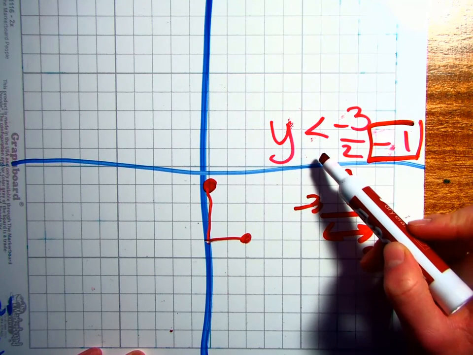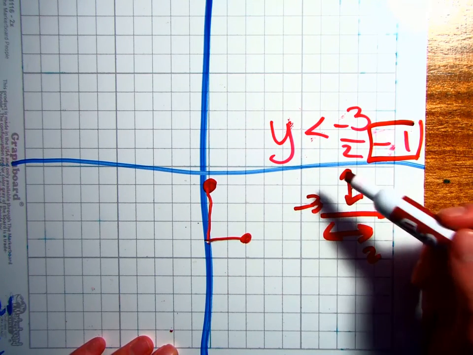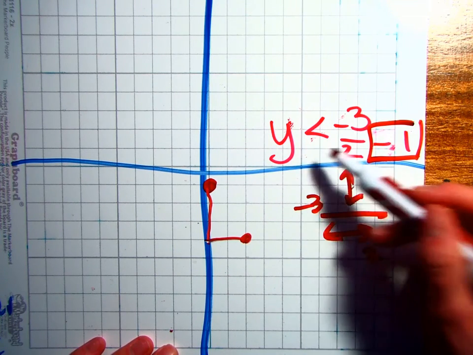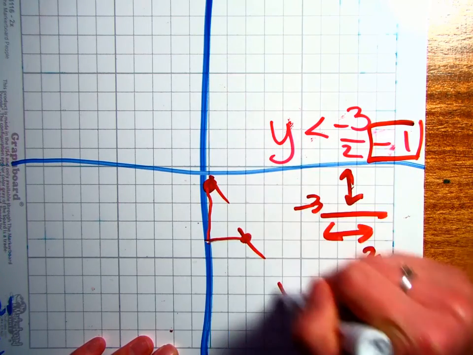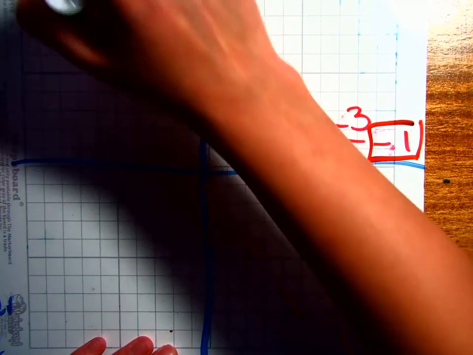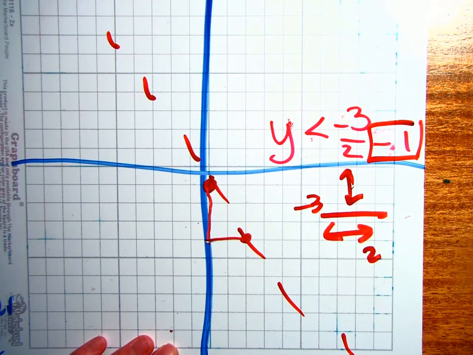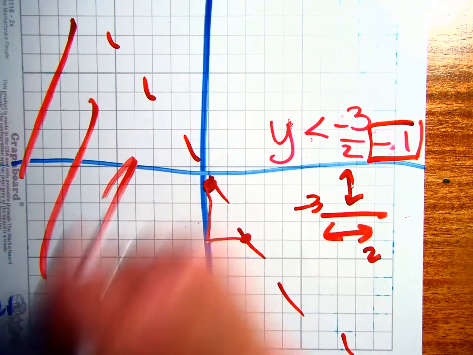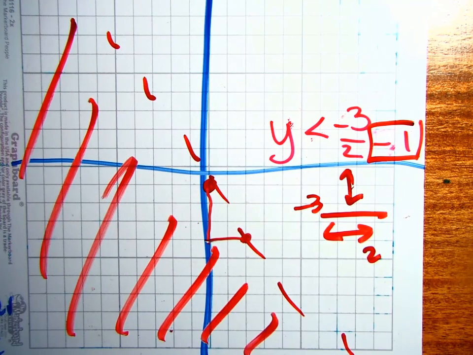When I get to my symbol, it says y is less than. Since there's no line underneath, I have to do this as a dashed line through these 2 dots, and less than means that we shade below. So here is below the line.